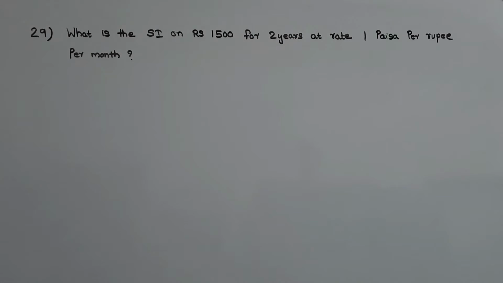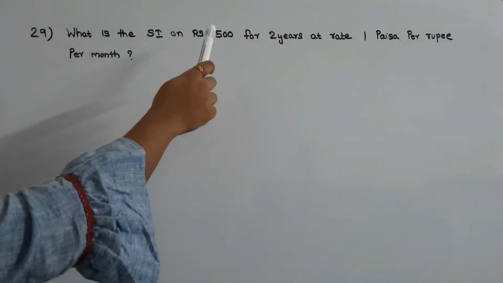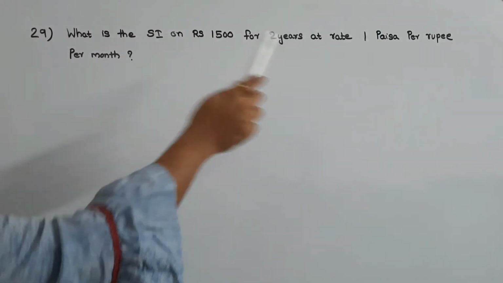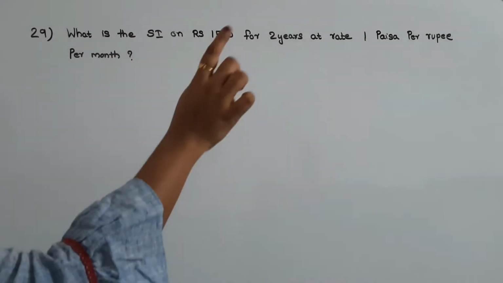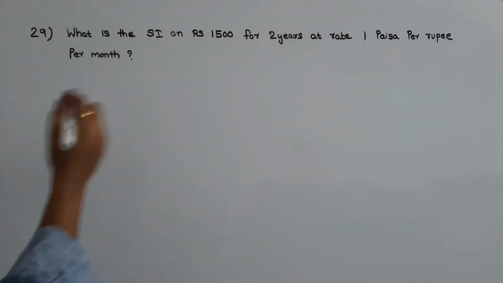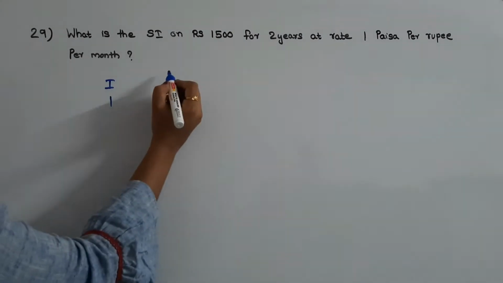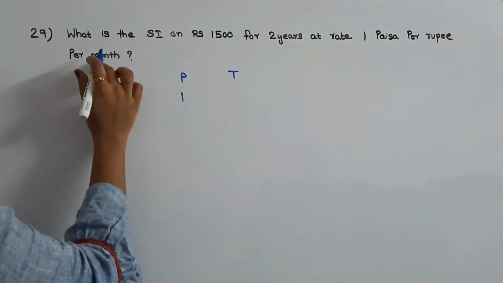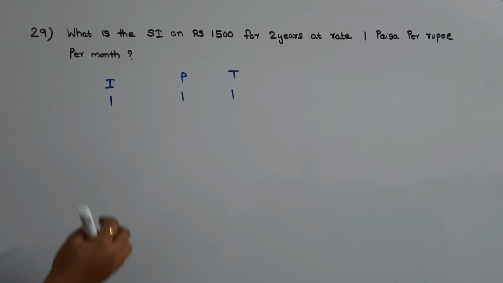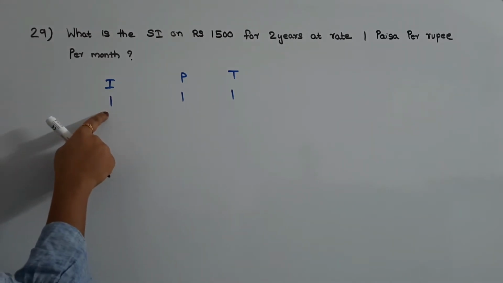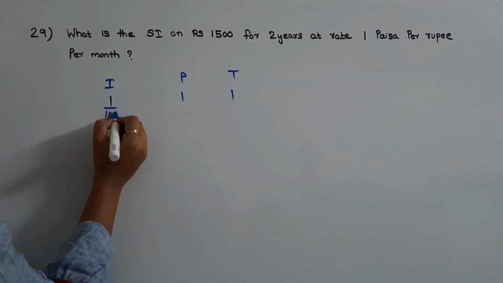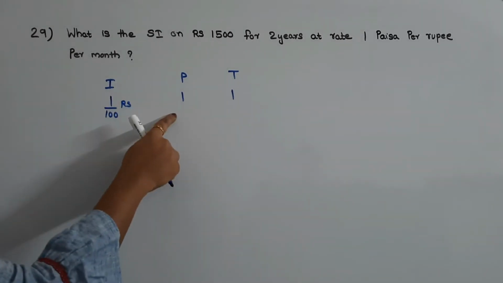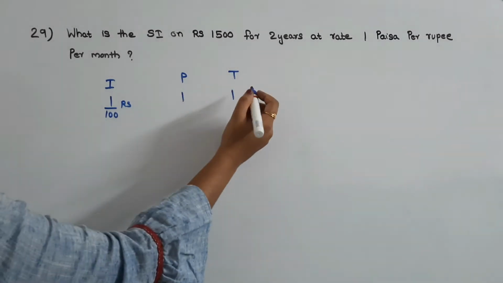The next question is, what is the simple interest on rupees 1500 for 2 years at a rate of 1 paise per rupee per month? 1 paise per rupee per month means the interest is 1 paise when the principal is 1 rupee and the time period is 1 month. So interest is 1 paise means 1 by 100 rupees. 1 paise can be written as 1 by 100 rupees. The principal is 1 rupee and the time period is 1 month.